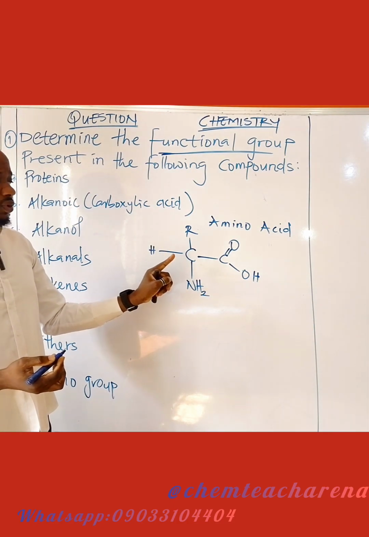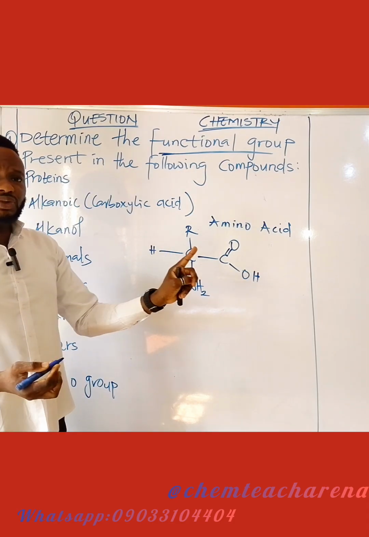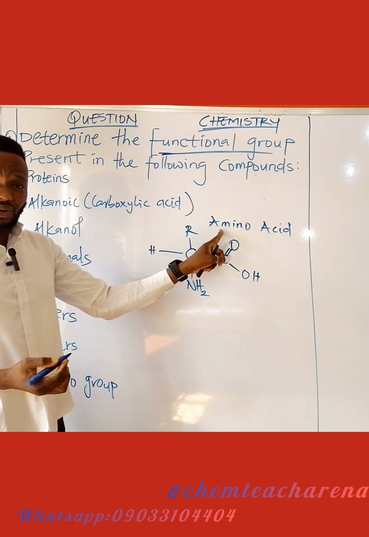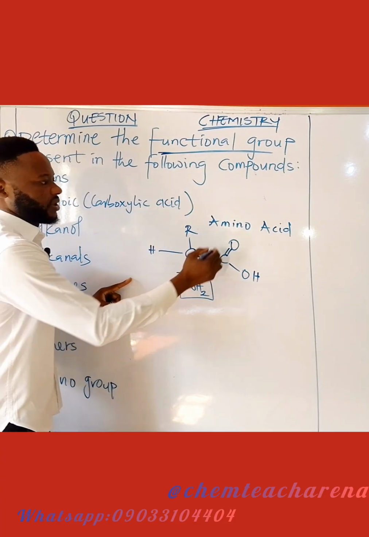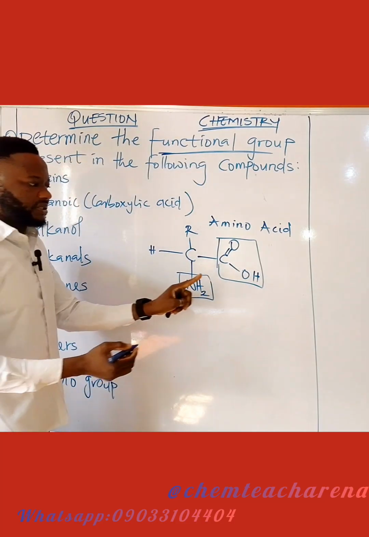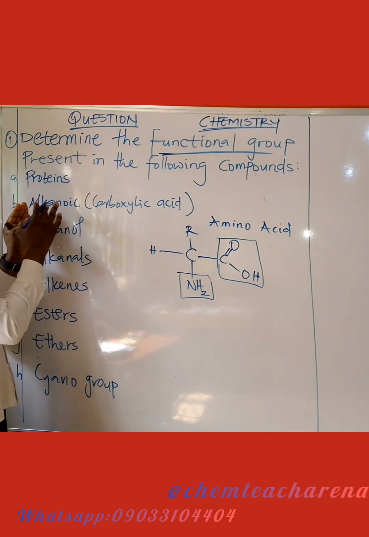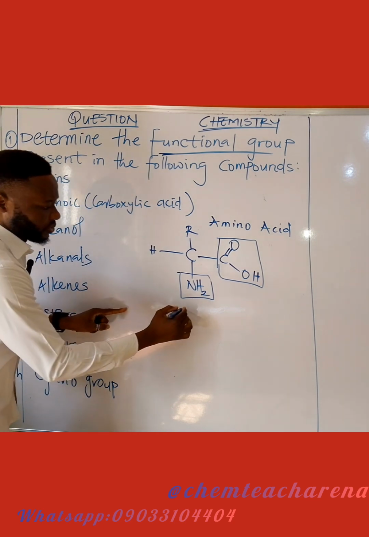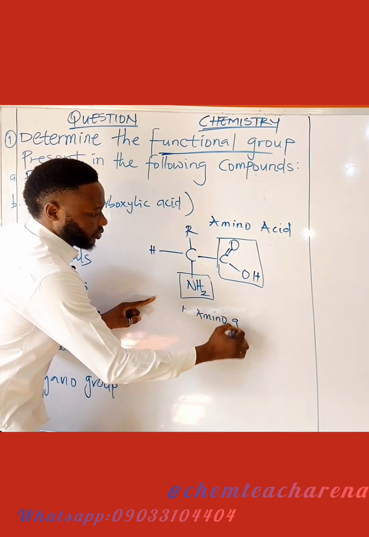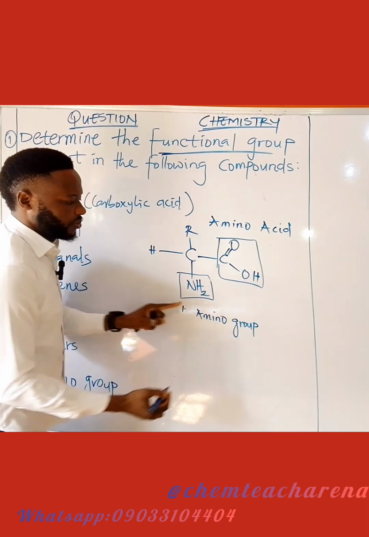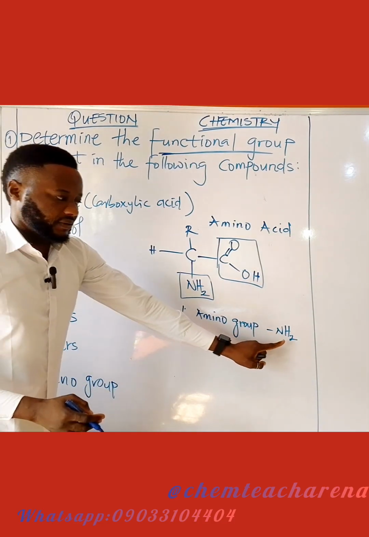Now the functional group present in protein is bifunctional. That means amino acid has two functional groups. The first functional group is this, while the second functional group is this. So if you are asked to identify the functional group present in protein, number one, you write the amino group, which is NH2, for you to get your full mark, the name and the formula.